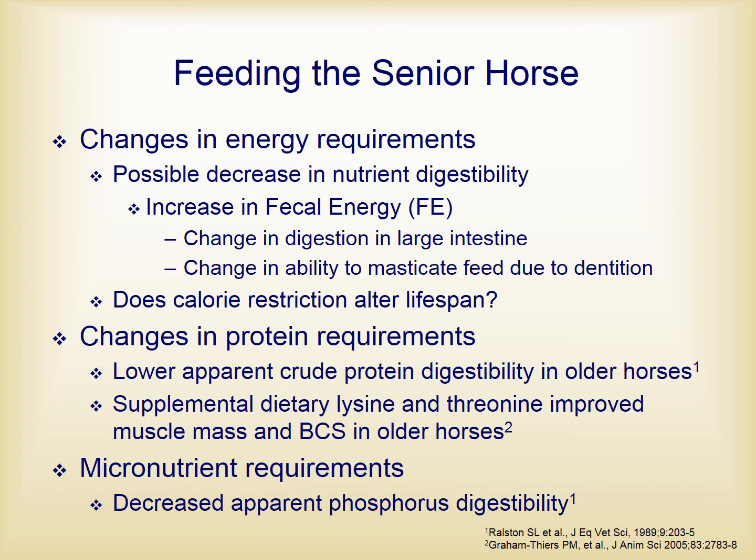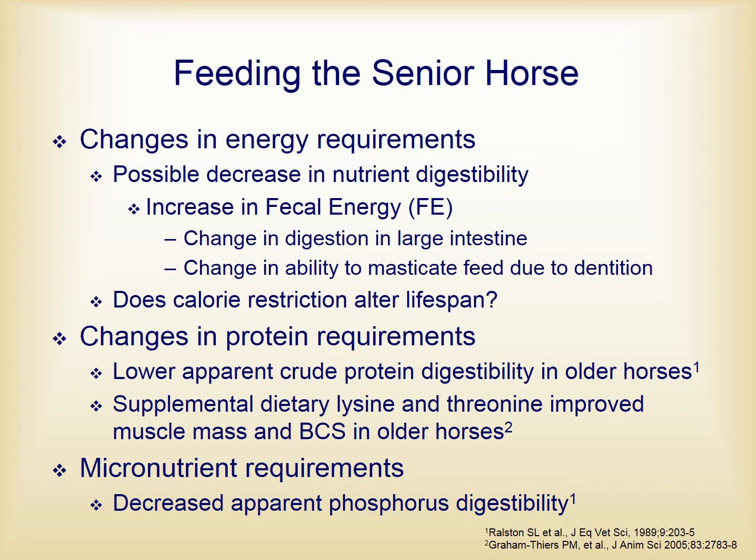In senior age horses, there's been an increase in fecal energy measured, and that will suggest that there's a possible decrease in nutrient digestibility. By saying that there's an increase in fecal energy, what we're essentially saying is the horse is not getting as many nutrients from that hay as it did when it was younger. There's no exact known reason why this happens. It could be that there's a change in digestion in the large intestine. Maybe there's less efficiency in that area.